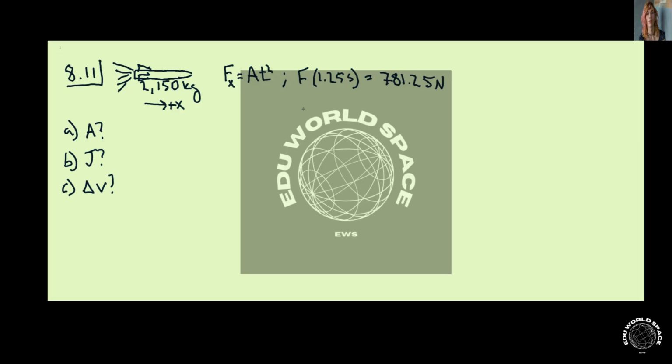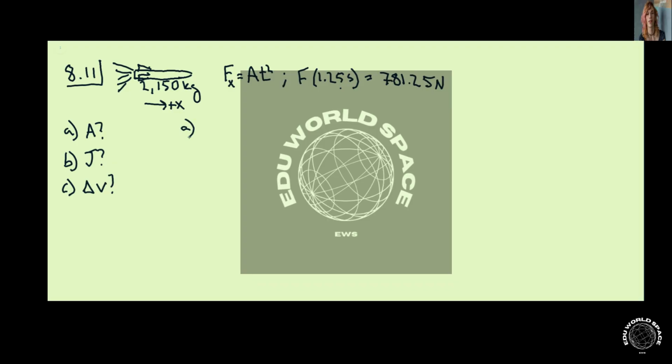Problem 8.11. We have a poorly drawn rocket in outer space with a mass of 2,150 kilograms, and at time t equals 0, it starts firing an engine that produces a force that's proportional to time squared. And we're told that the value of this force at 1.25 seconds after it starts firing is 781.25 newtons. So we have several things we're supposed to find. The first of which is what is the numerical value with units of A.